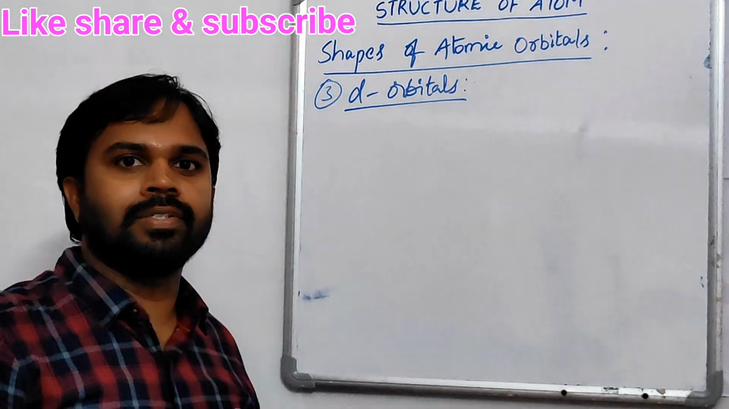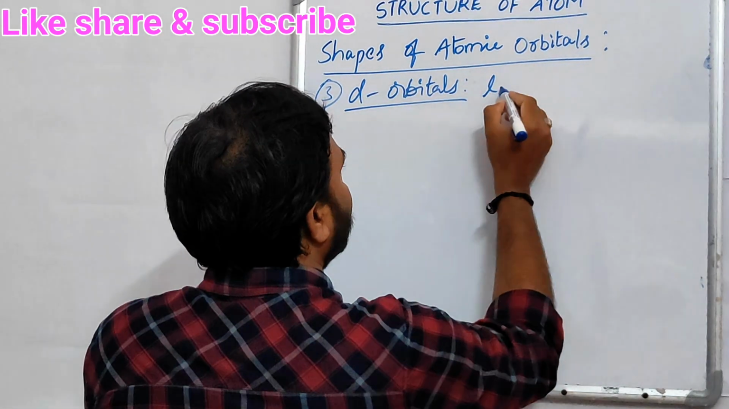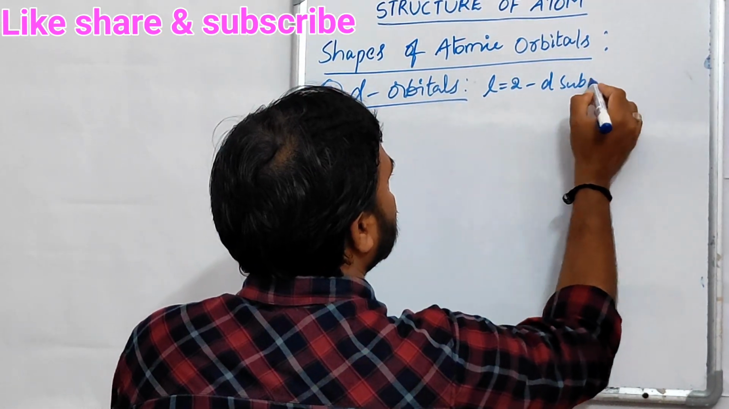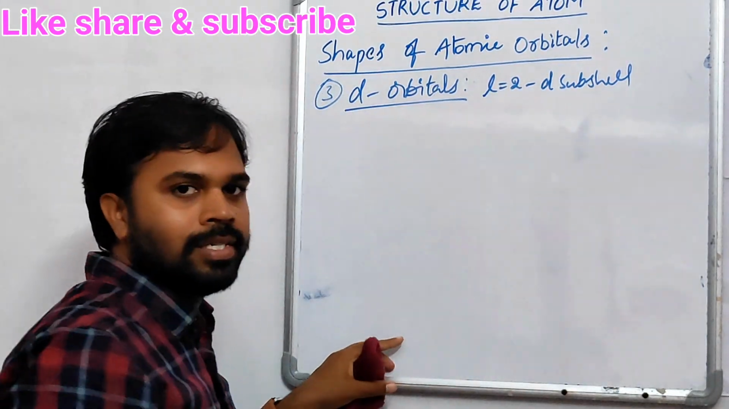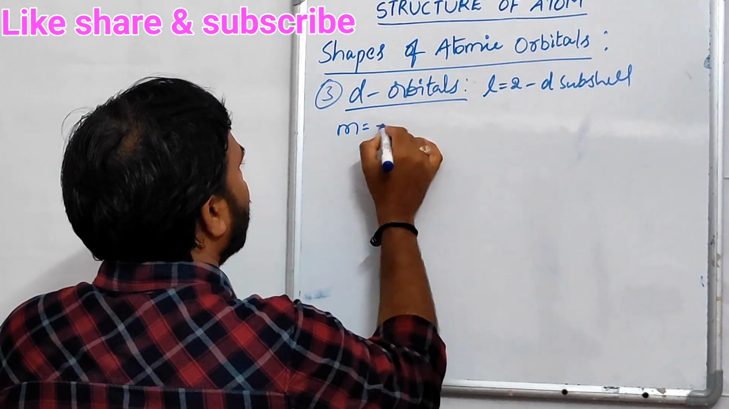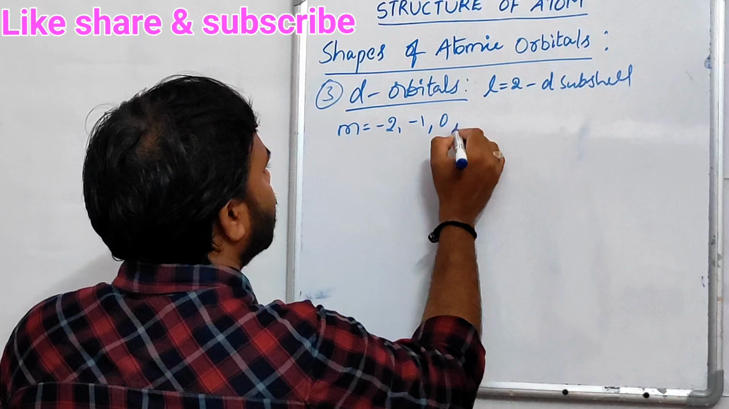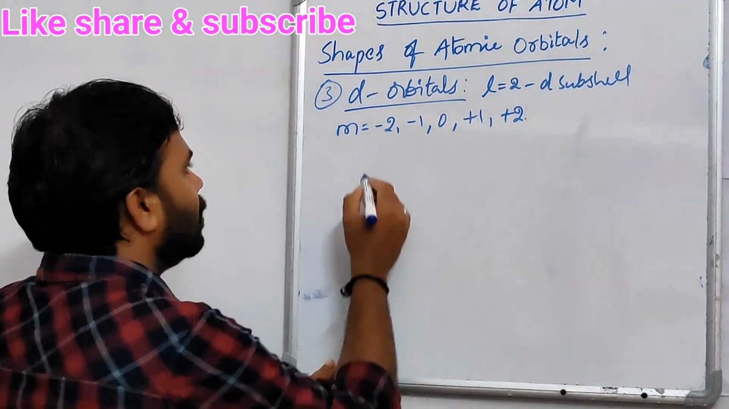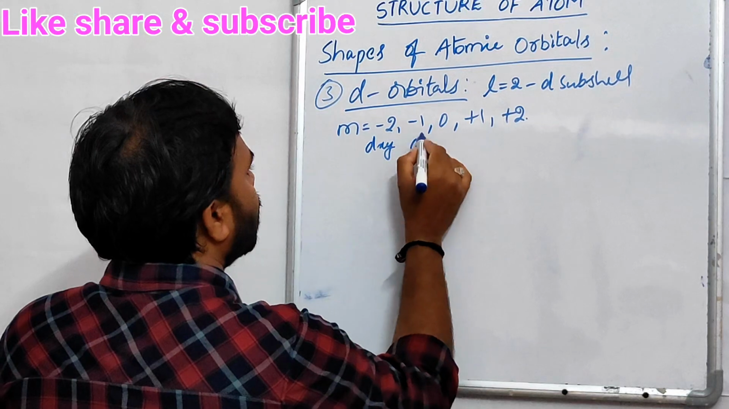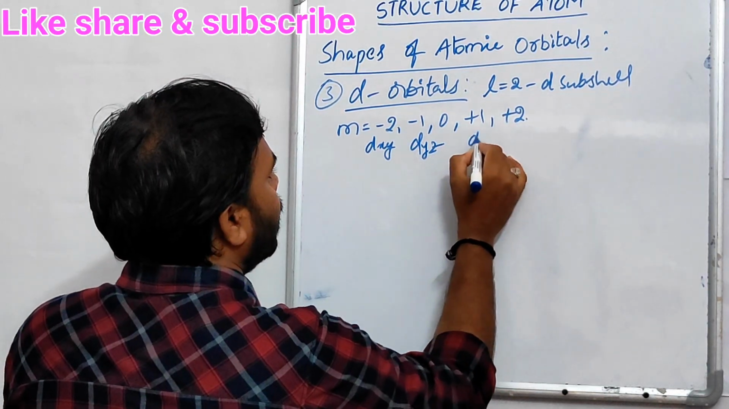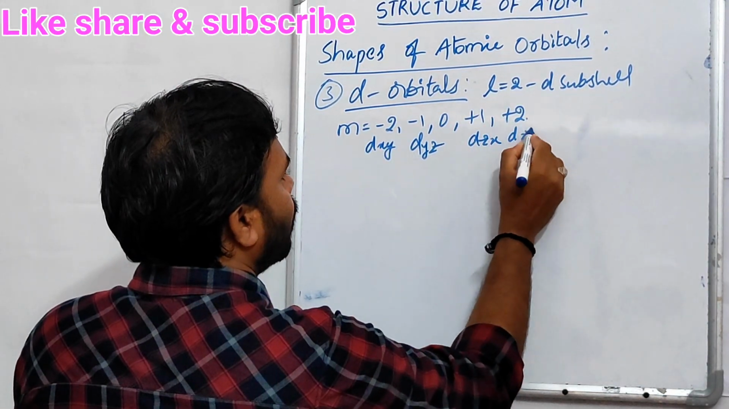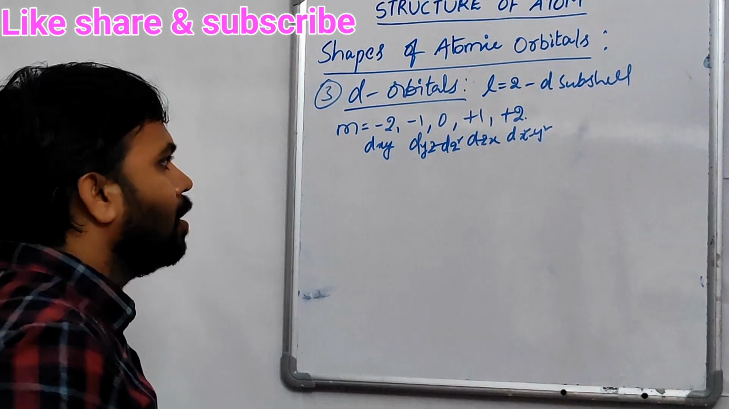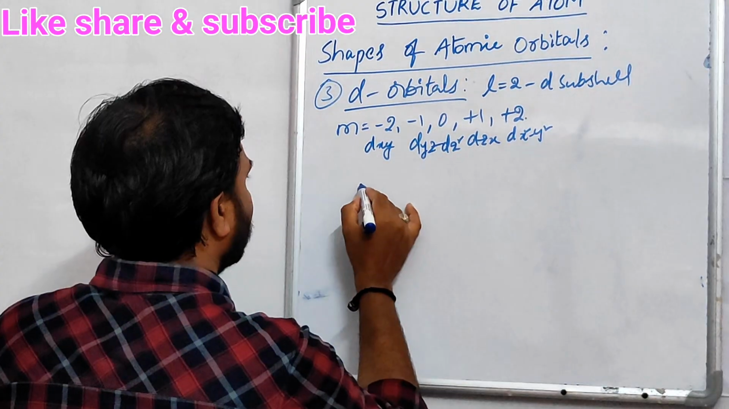If L value is 2, it is designated as d subshell. For this, m values are -2, -1, 0, +1, +2. These are represented as dxy, dyz, dzx, dx square minus y square, dz square. Let's try to draw all these structures.